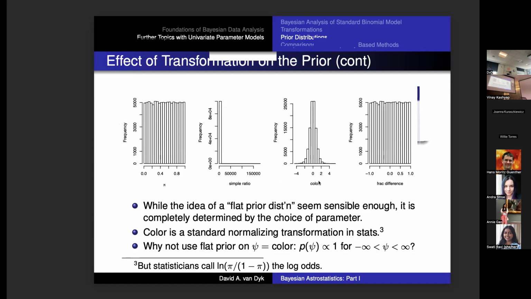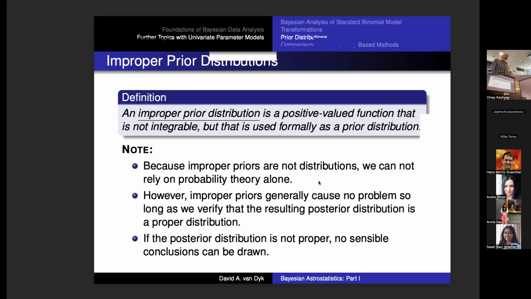So if I put a uniform prior on the whole real line, well, that's not a distribution. I can't integrate over the whole real line and get a constant, it becomes infinity. It's not a real distribution. It's not a probability function. But maybe we can just ignore that and see what happens.